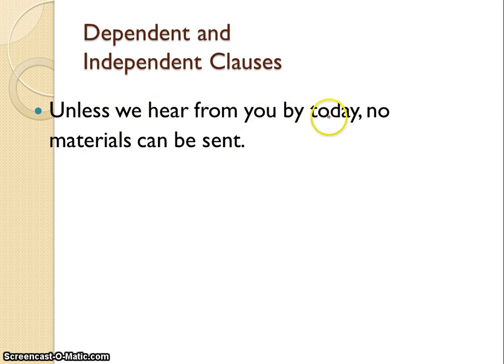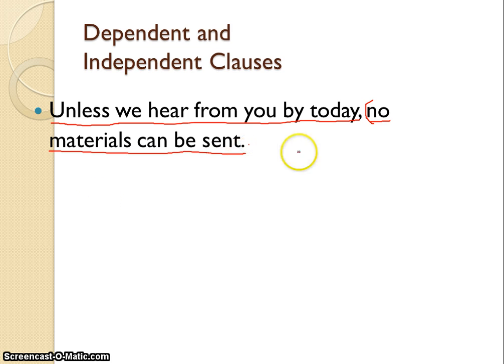Unless we hear from you by today, no materials can be sent. Okay, does it stand on its own? Unless we hear from you by today? No. So this is a dependent clause. No materials can be sent. Is that a dependent or an independent clause? Well, this is an independent clause. I could start with this and put a period at the end and have a sentence that stands on its own.